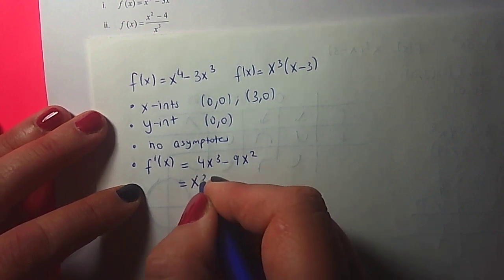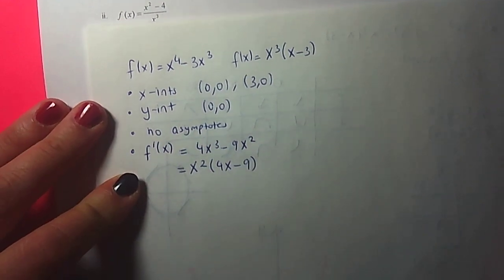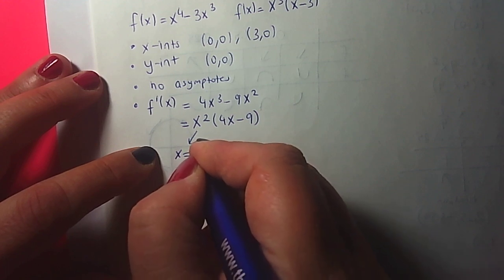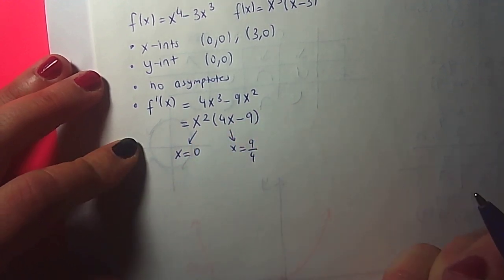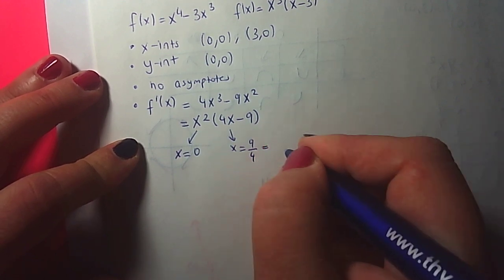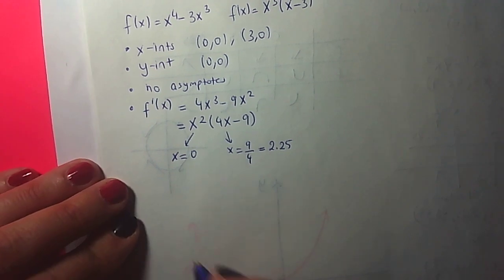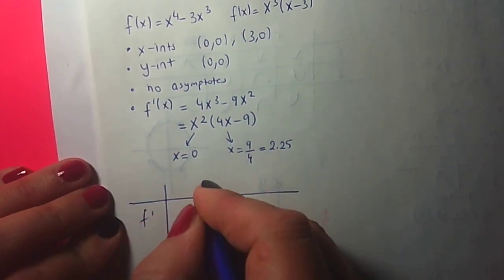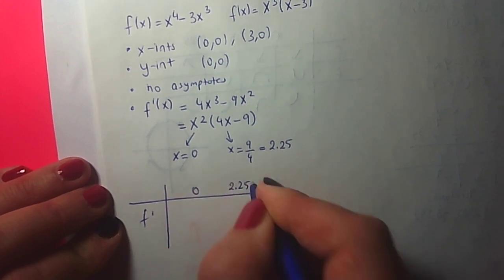So we are just going to use the zeros of the first derivative for our first derivative test. In this case, x squared is a common factor. We get 4x minus 9 here. So zeros of the first derivative are x equals 0 and x equals 9 over 4. You can also get the decimal value of it, which is 2.25. Again, in our table, we are going to use those zeros, 0 and 2.25.